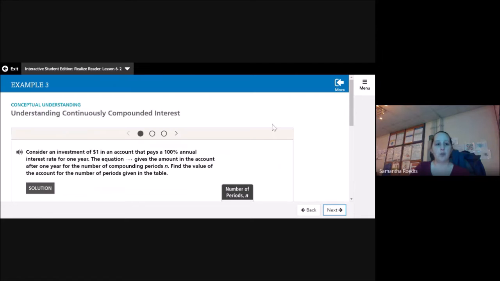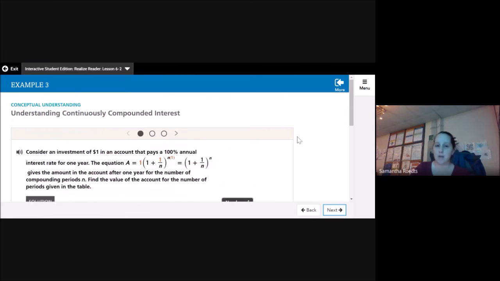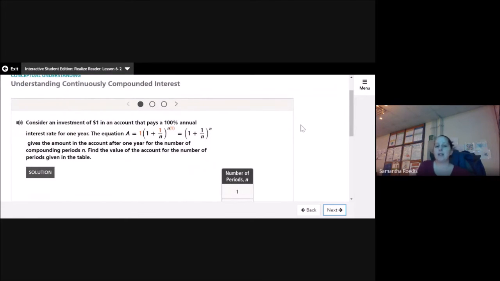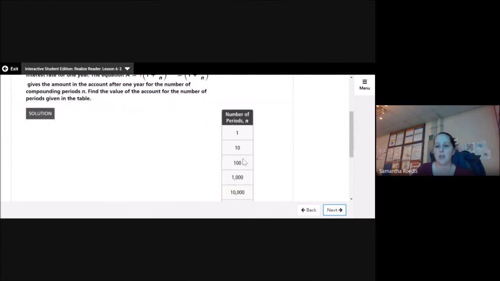All right, example 3, understanding continuously compounded interest. So consider an investment of $1 in an account that pays 100% annual interest rate for 1 year. The equation A equals 1 times (1 plus 1 over n) to the n times 1 power equals (1 plus 1 over n) to the nth power gives the amount in the account after 1 year for the number of compounding periods n. Find the value of the account for the number of periods given in the table: 1, 10, 100, 1,000, 10,000, or 100,000.